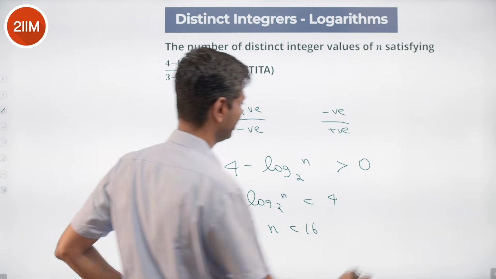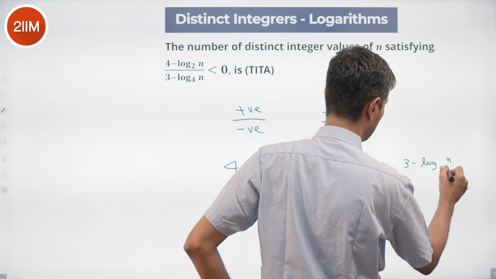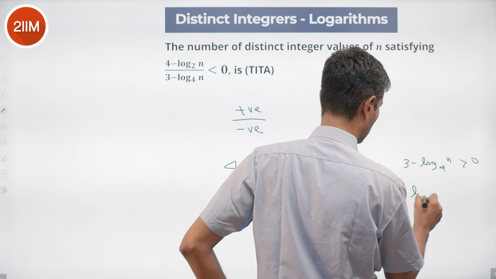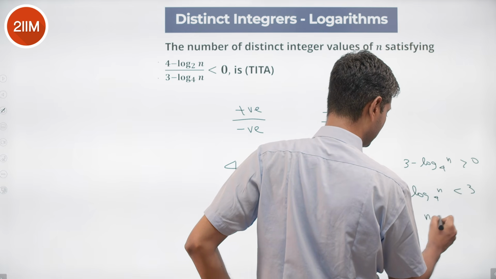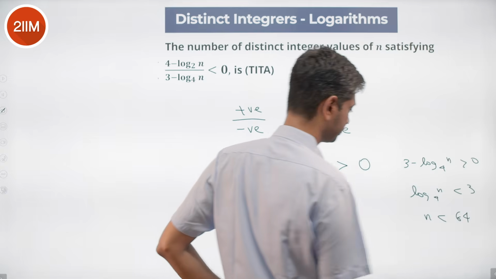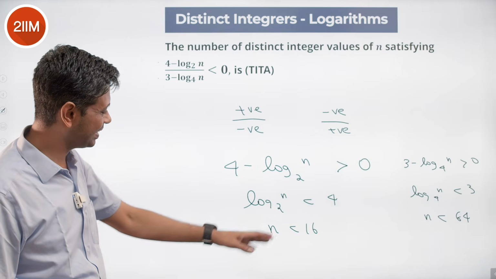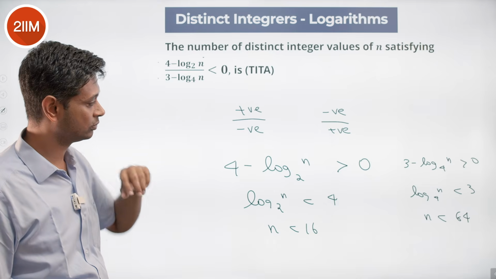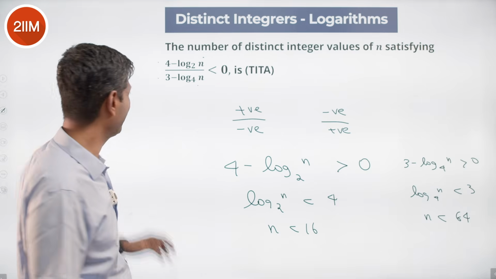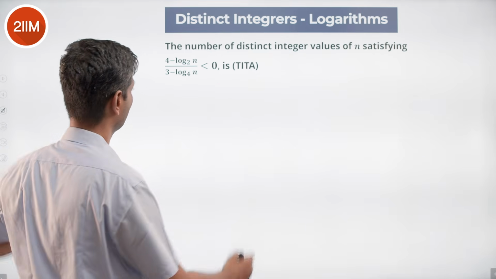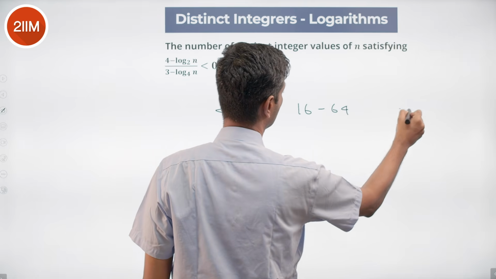Same funda for this one. 3 minus log n to the base 4 greater than 0. Log n to the base 4 is less than 3, so n is less than 4 cube, 64. And so, if n is less than 16, this is positive. If n is less than 64, this is positive. So, I'm going to break our world into 3 parts: less than 16, 16 to 64, greater than 64.